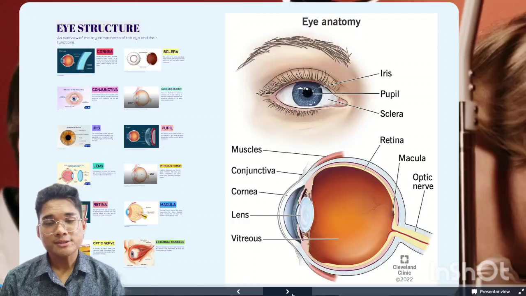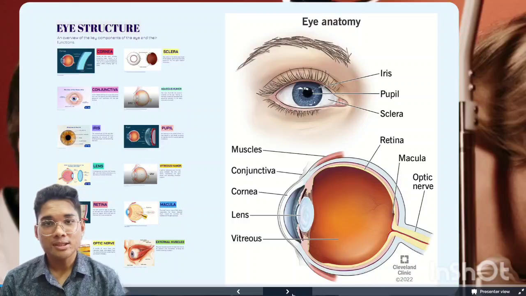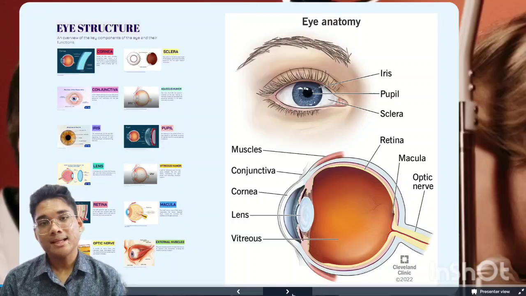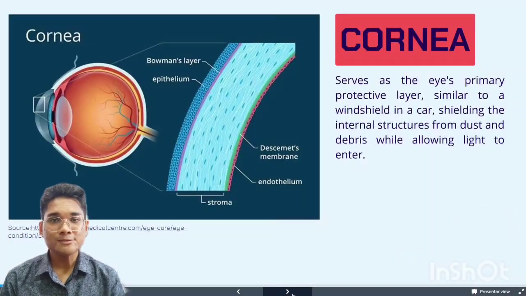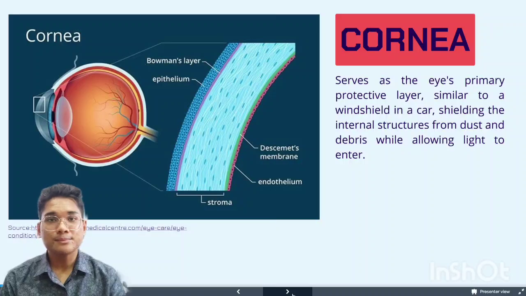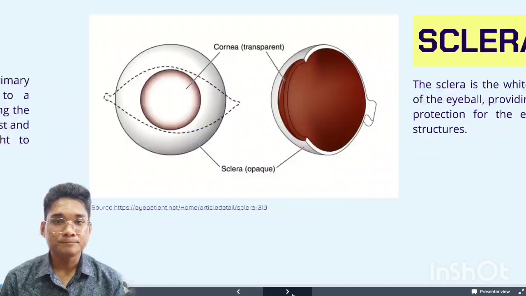Now, let's move on to the anatomy of the eye. The human eye is a complex and fascinating organ. Each part plays a crucial role in enabling vision. Let's break it down. First, we look into the cornea. It's like a windshield that protects the eye and helps bend light as it enters. As we can see in this picture, the cornea has Bowman's layer, epithelium, stroma, Descemet's membrane, and endothelium.